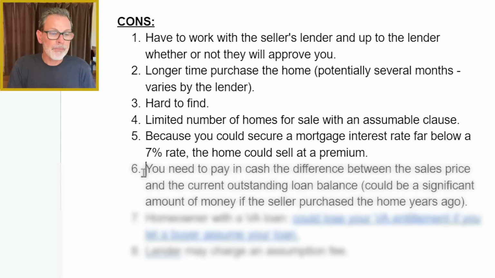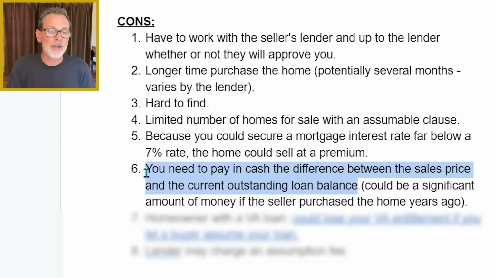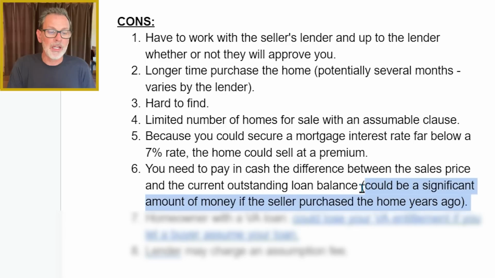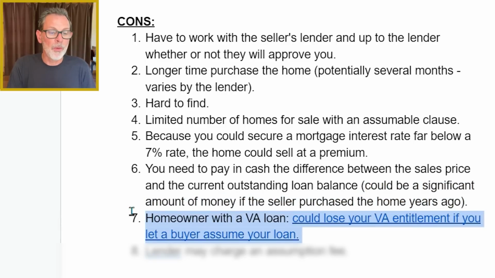Number 6, you need to pay cash for the difference between the sale price and the current outstanding loan balance from the current homeowner. This could be a significant amount of money, as I mentioned in my examples. Number 7, a homeowner with a VA loan could lose their VA entitlement if you let a buyer assume your VA loan.